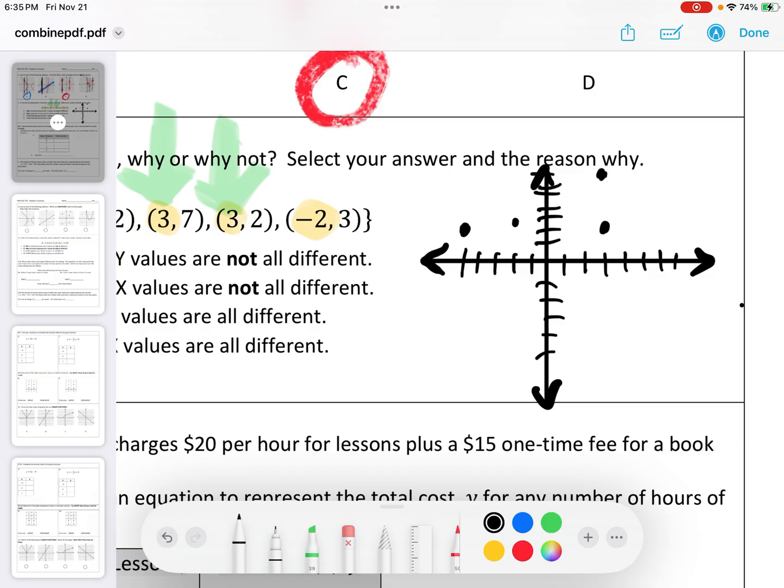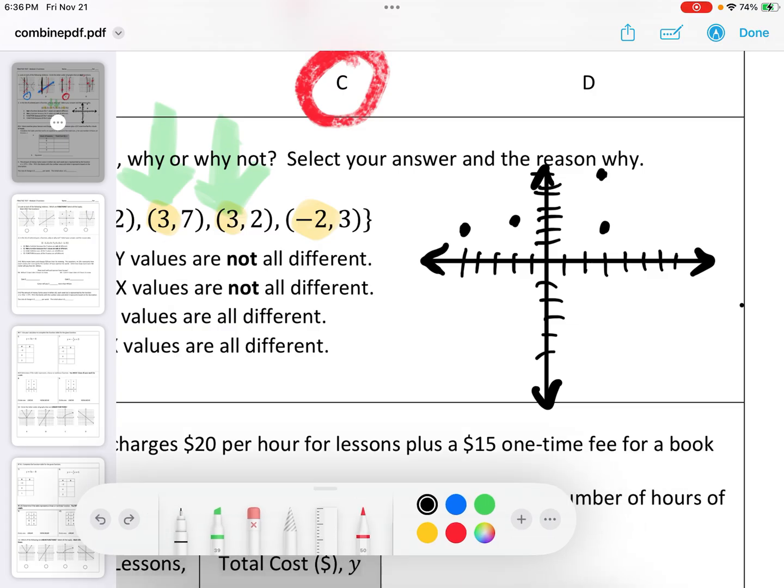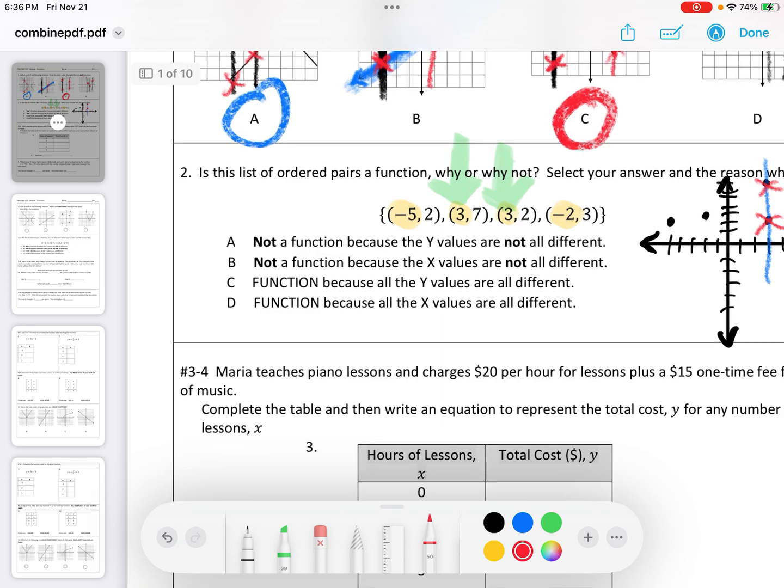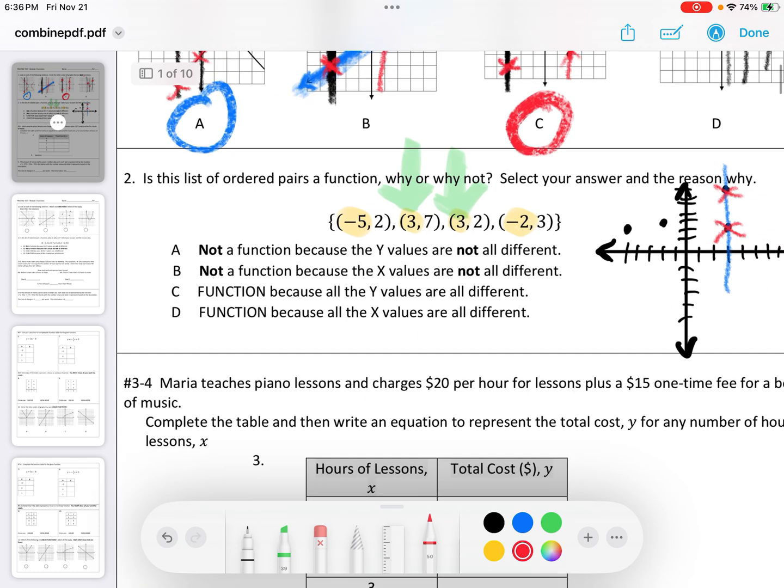Again, you may have been able to just see this because you saw the 3's repeating. However, like I told you before, the best way to really make sure you see it is to graph it. So if we graph it, we see that this fails the vertical line test. It hits it in 2 places. Okay, so it's not a function. We know that, so it's not going to be either of these choices.